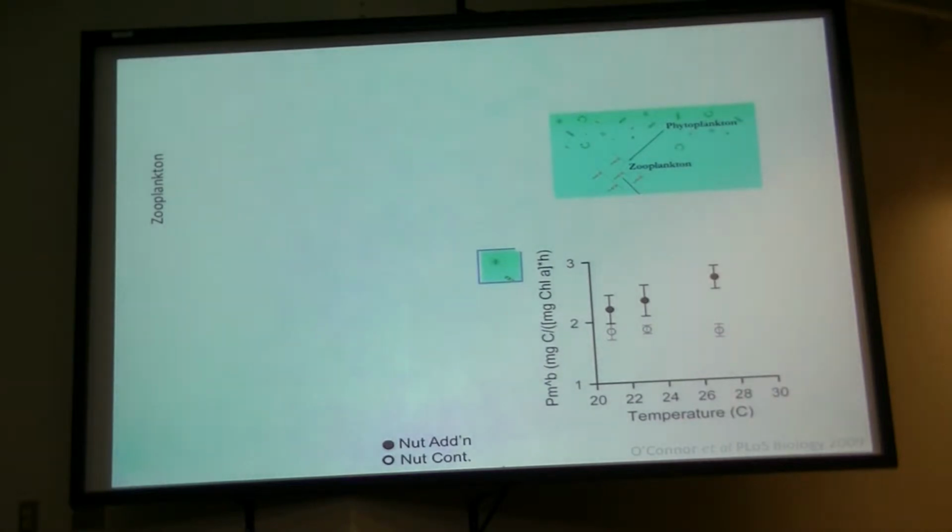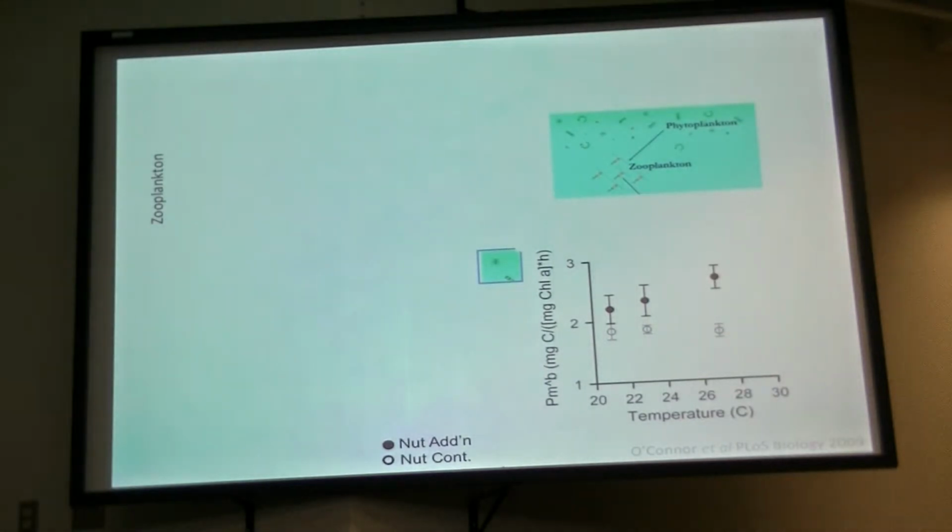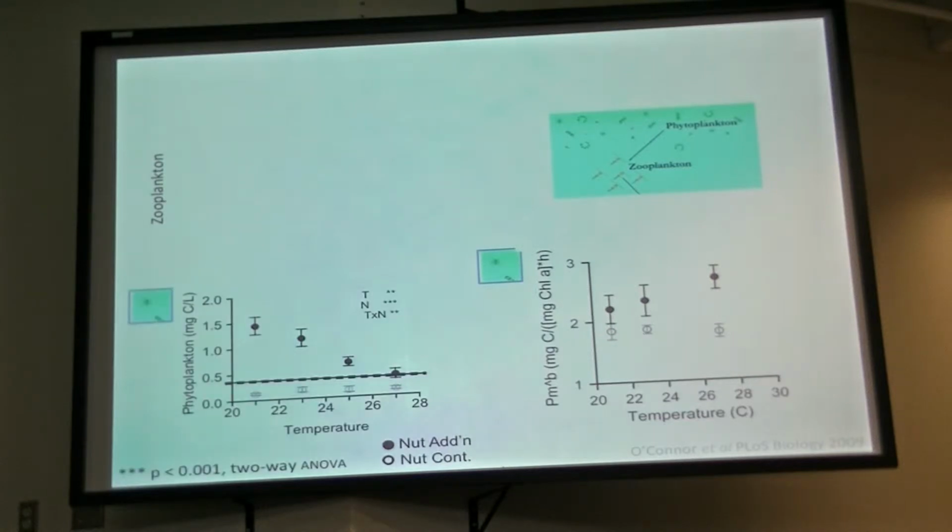The results. The hypothesis was that productivity and respiration would change with temperature. This next slide is primary productivity, milligrams carbon per chlorophyll per hour. It did increase with temperature when the nutrients were not limiting. So the black symbols are those nutrient addition treatments. So, as we predicted. But this corresponded with a decline in phytoplankton abundance in milligrams carbon.